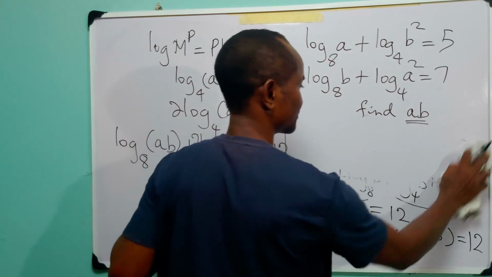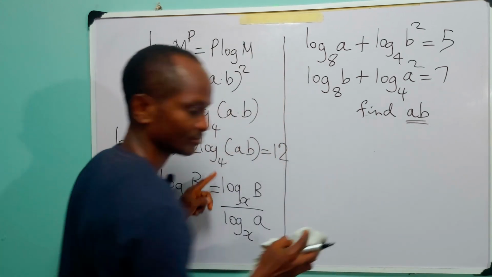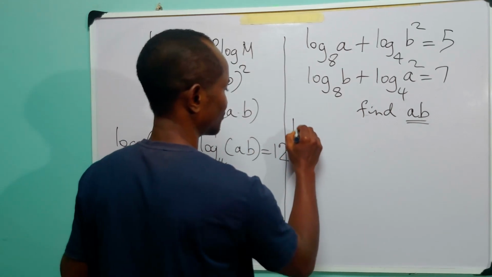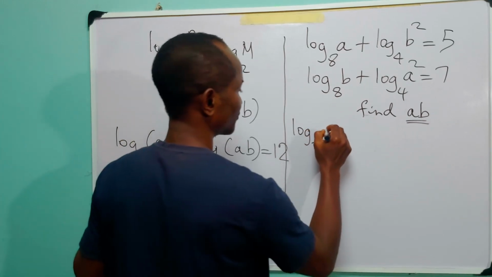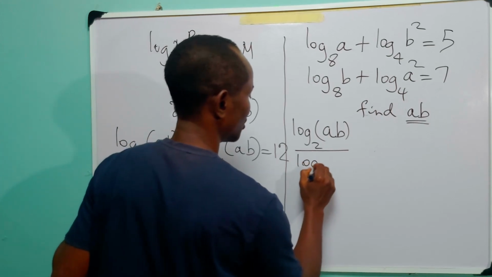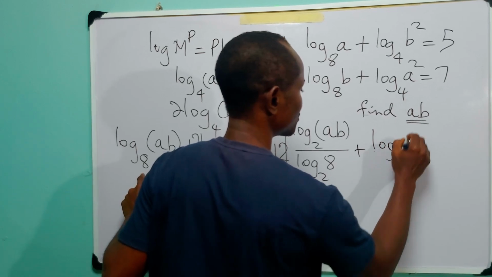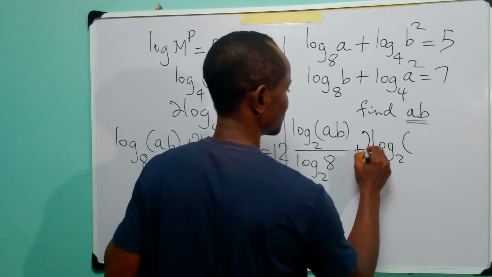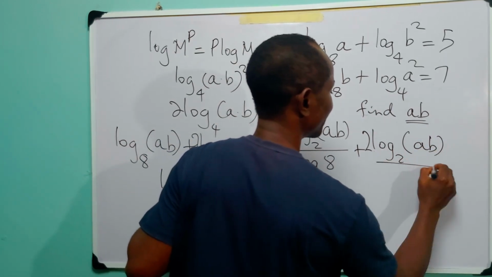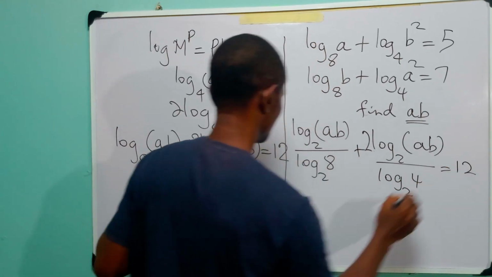So we have that, converting this quantity to base 2, log to base 2 of AB divided by log to base 2 of 8 plus log to base 2 of, 2 has to be here because of this 2, AB divided by log to base 2 of 4 is equal to 12.